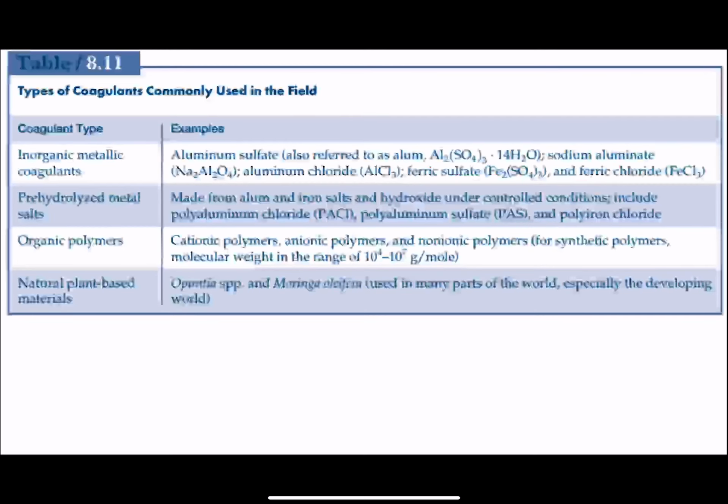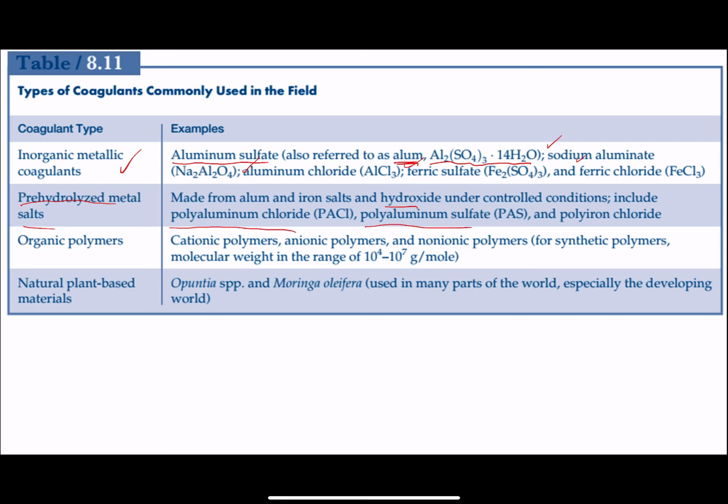One type of coagulant is an inorganic metallic coagulant, for example, aluminum sulfate. They call this alum. This is the chemical structure of alum. Sodium aluminate is another one. Aluminium chloride is one, ferric sulfate, and ferric chloride. Prehydrolyzed metal salts are made from alum and iron salt, added together with hydroxide under controlled conditions. These include polyaluminum chloride, polyaluminum sulfate, and polyiron chloride.